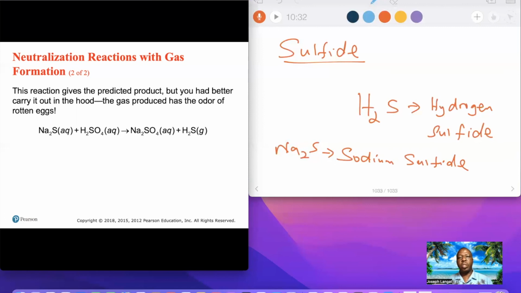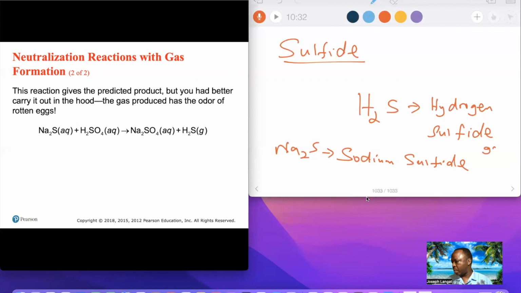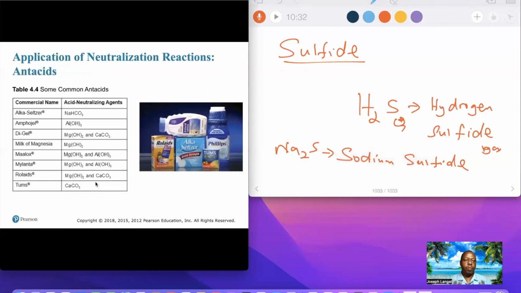Those neutralization reactions which produce gas are carbonates with an acid and hydrogen carbonate with an acid. Those two produce liquid H2O and CO2 gas. And the gas being referred to for sulfides is hydrogen sulfide gas. This is the gas right here. And that shouldn't be that difficult for you.